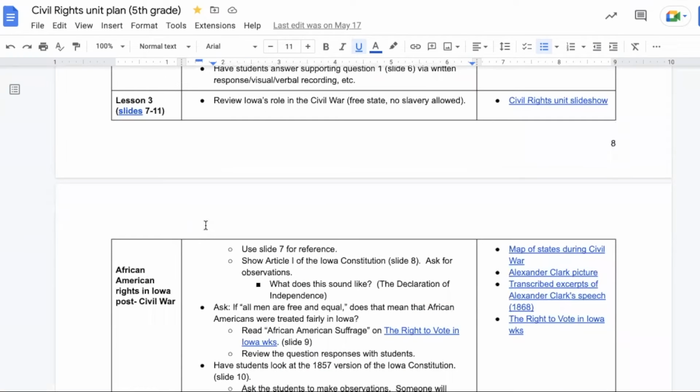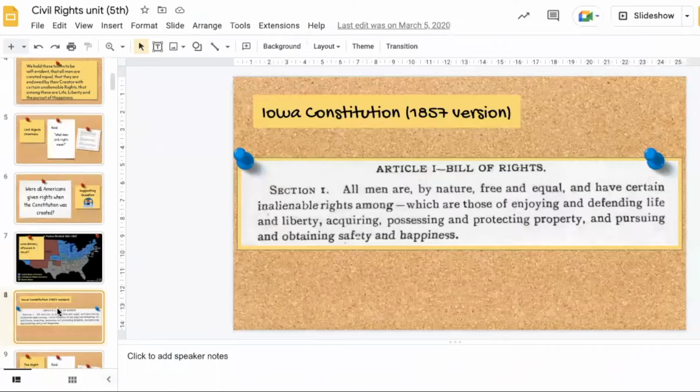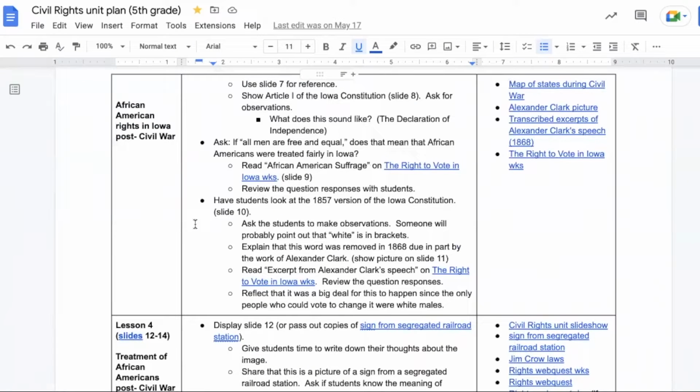Lesson 3 begins with a review of Iowa's role in the Civil War. Take a look at this paragraph from the Iowa Constitution of 1857 and see if students notice that it has a very similar sound to the paragraph from the Declaration of Independence. Point out the line, "All men are free and equal," and ask students if they think that means African Americans were treated fairly in Iowa.